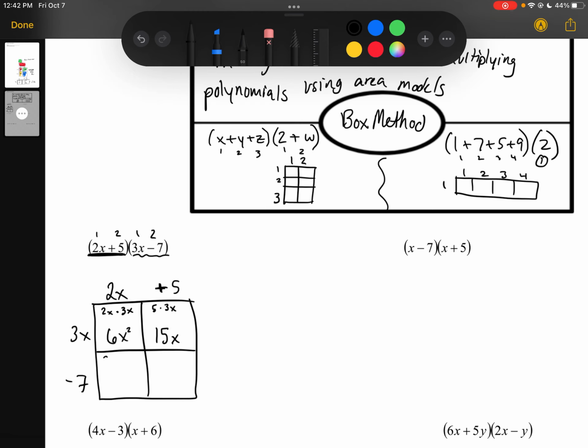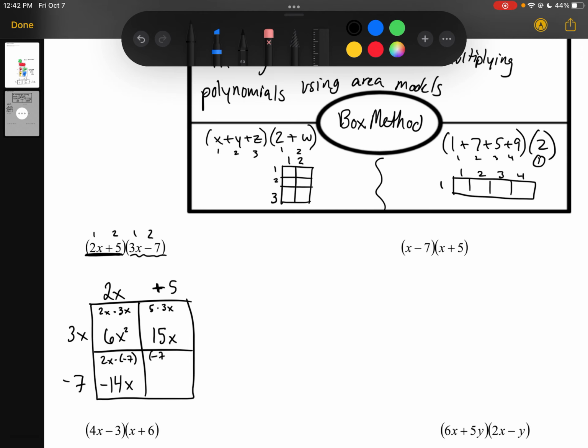Same thing here, top of a box, top term is 2x. Now the side term is negative 7. So we're not subtracting 7, it's multiplying it by negative 7. So multiply those like terms, so 2 and negative 7, the two numbers, multiply those together, and then bring x down, and then negative 7 times 5. So negative 7 times 5, punch that to the calculator, gets us negative 35.